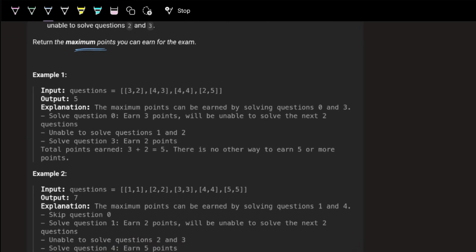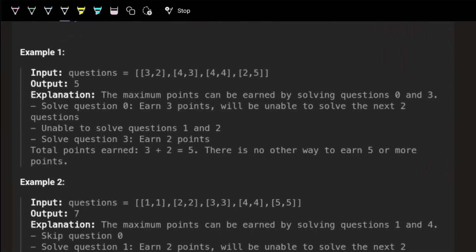And we have to return the maximum points we can achieve by doing this process. If you observe the question clearly and do the indexing 0, 1, 2, 3: if I solve question 0, then I have to skip the next 2 questions. It means 0 plus 2 plus 1, because it is 0-based indexing, so I have to add one more extra 1. So I directly jump to the 3rd index, and again I have 2 choices, either solve it or not, but I will solve it. For example, I got 3 points, then 2 points over here, so the total answer is 5, and that is the output for this test case.